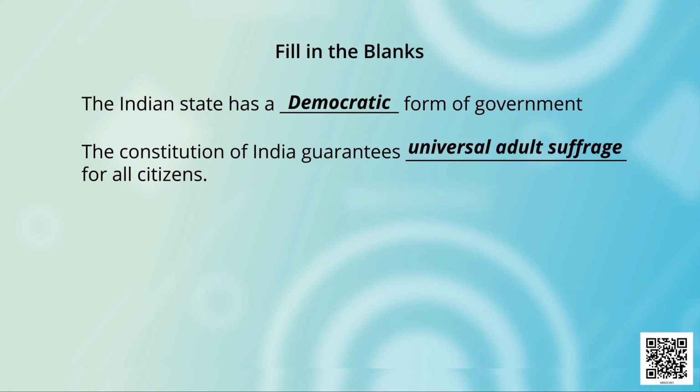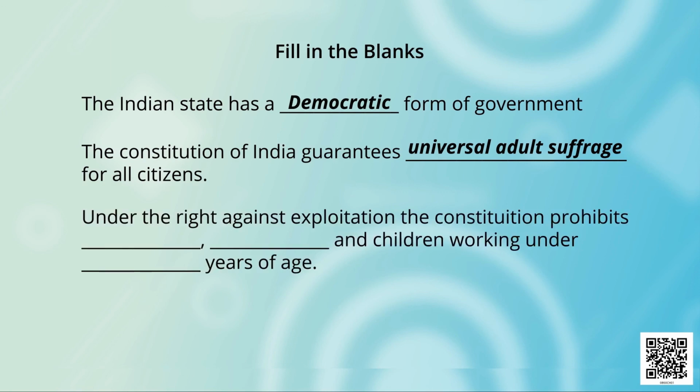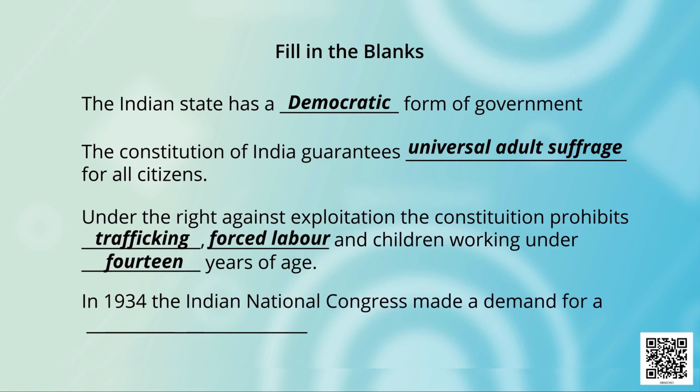Universal adult suffrage, which is also known as universal adult franchise, under which every citizen who is 18 or above has the right to vote. Under the right against exploitation, the Constitution prohibits trafficking, forced labor, and children working under 14 years of age. In 1934, the Indian National Congress made the demand for a Constituent Assembly. It is very good.